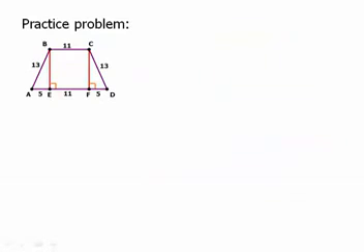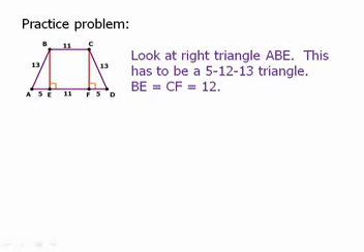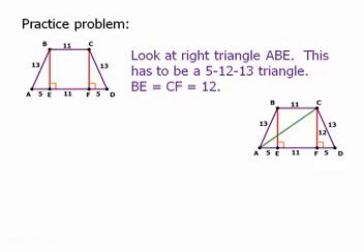Well, now notice in those right triangles, we have 5, blank, 13. That should ring a bell. This is a 5, 12, 13 triangle, so it must be true that BE and CF equal 12. So now we know the length of the height. Now we can think about that diagonal.